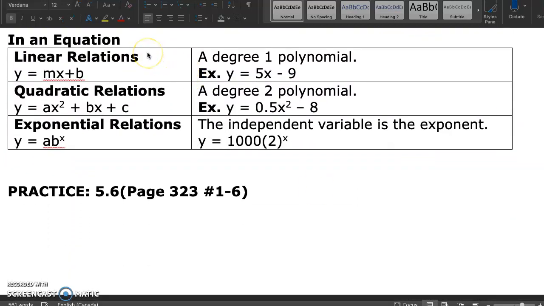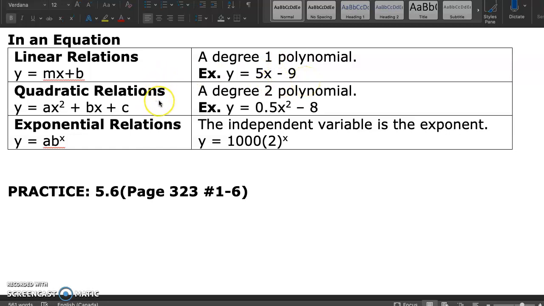In an equation, linear relations are of the form y is equal to mx plus b. You can see that this is the slope m and b is the y-intercept. A stronger definition would be that it is a degree 1 polynomial, meaning that the power on x is 1. If nothing is written, it's assumed to be 1. Notice this is in the form y is equal to mx plus b.